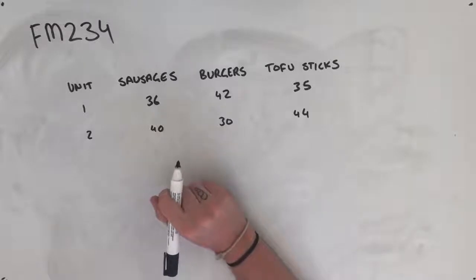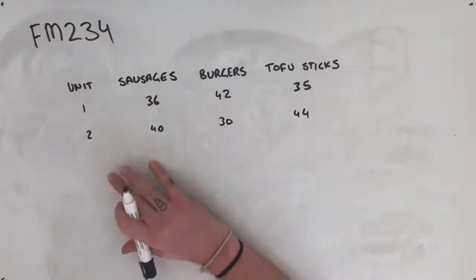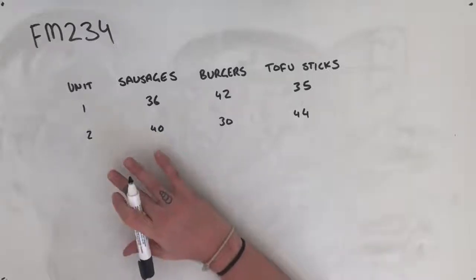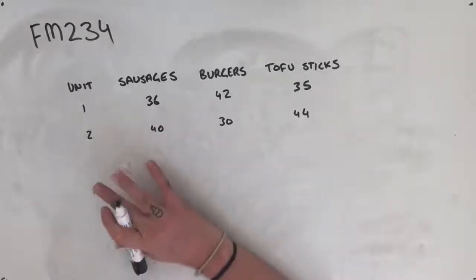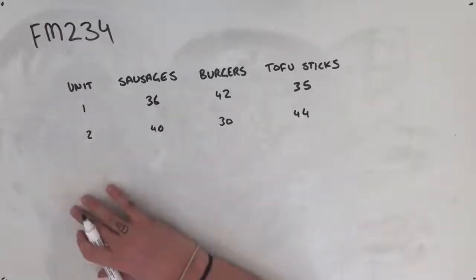This question reads: a group of scouts are broken up into 2 units, competing against one another in the annual scout barbecue competition. The number of sausages, burgers and tofu sticks sold by each unit is shown in the table below. And then we're given this table.